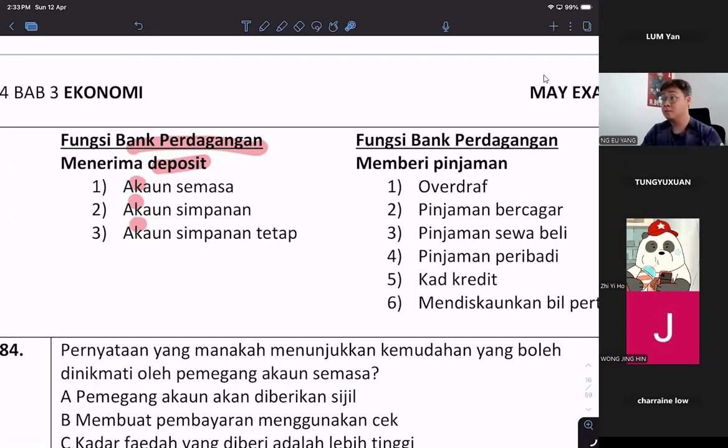Zixing. Zixing left the class. Where's Zixing? Yuxuan, I just saw her entering the class, but suddenly she went missing.